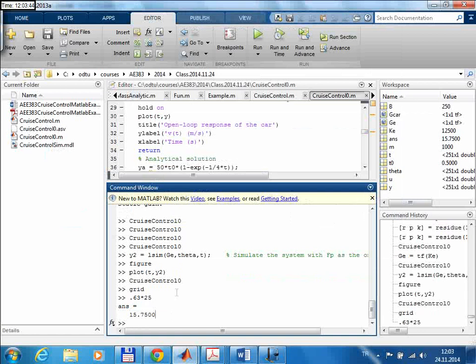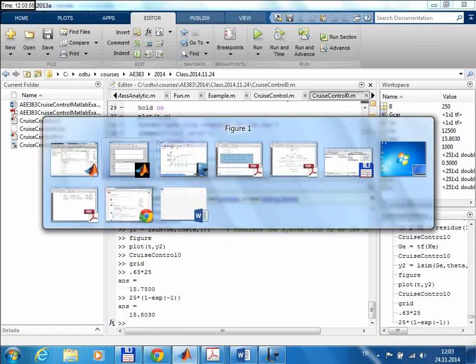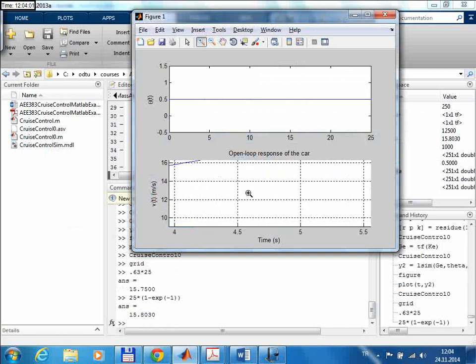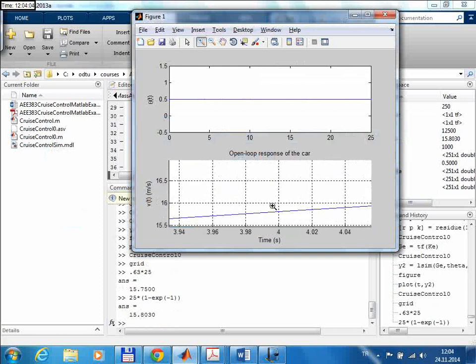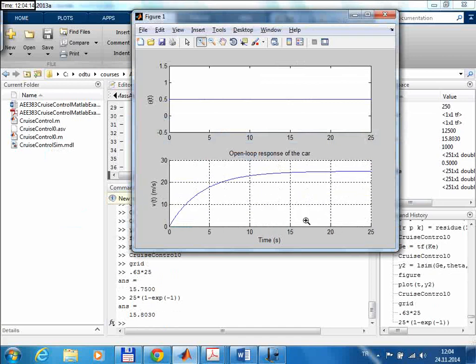So instead of 63, it should be 25 times 1 minus e to the power minus 1. Yeah, this is the real value we expect to get, and this is in fact what we see here, right? Yeah, at 4 seconds, indeed at 15.8 meters per second. Okay? So this was a simple problem, but let's see what we did here.